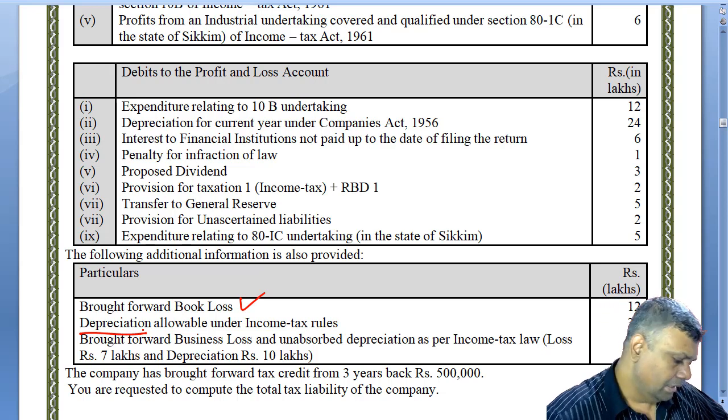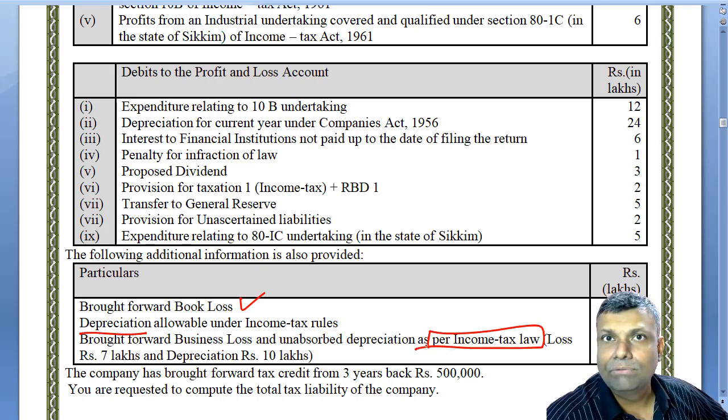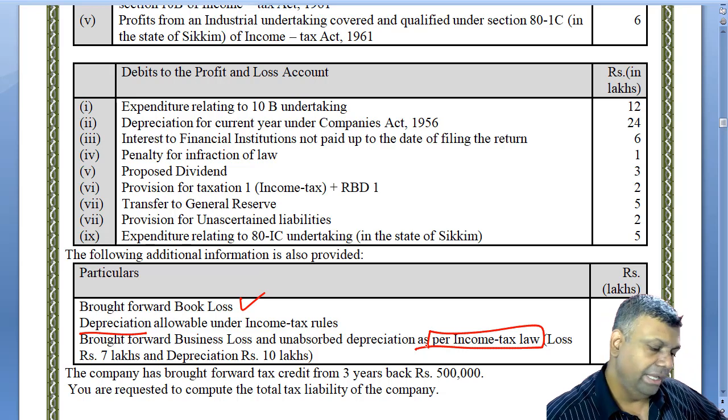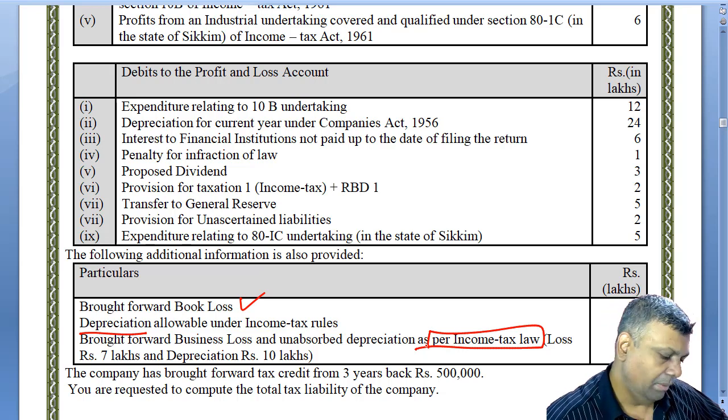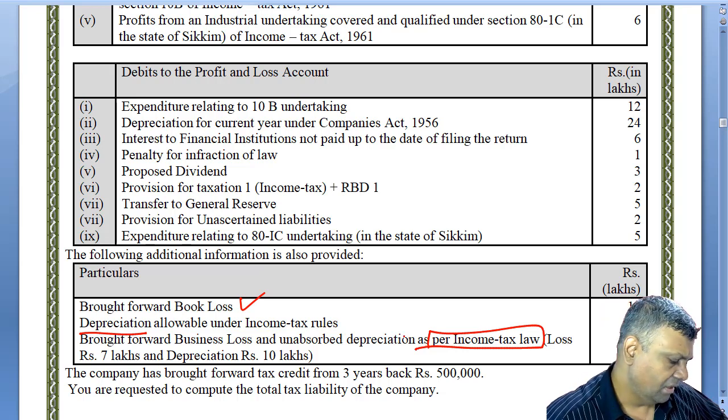In the books, we don't do that. And brought forward business loss and unabsorbed depreciation as per income tax law is given. So that is the income tax carry forward set off. And for income tax, we have already given the breakup of how much is loss and how much is depreciation. So that we will use in our income tax carry forward and set off, not right now.